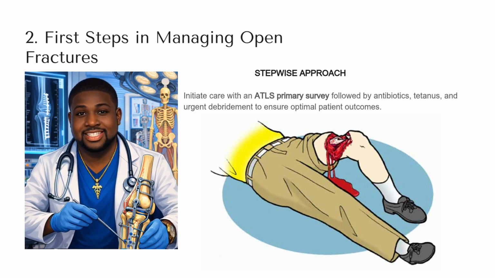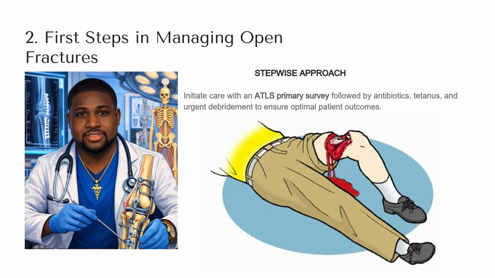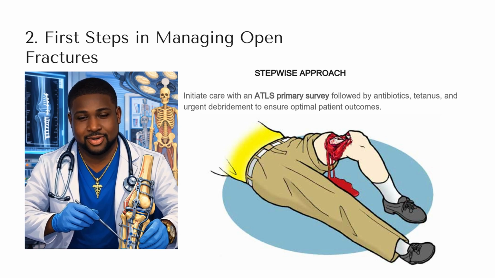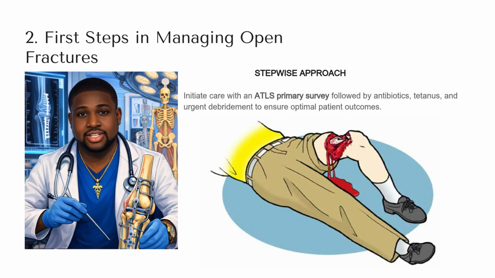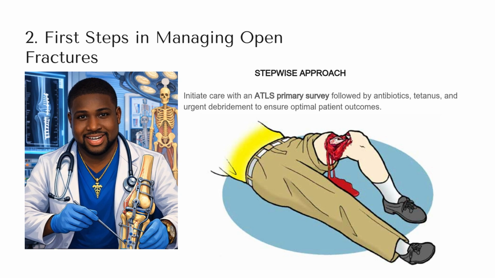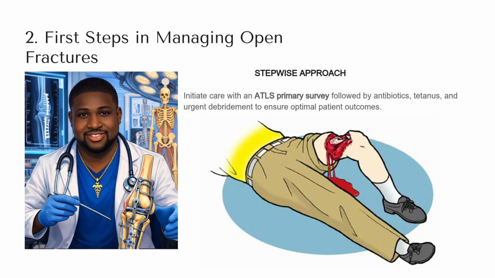It is important in these patients that we monitor for complications. Watch closely for infections such as osteomyelitis, compartment syndrome, non-union or malunion, and neurovascular compromise. Key principles to remember: early antibiotics save limbs. Do not delay surgery unnecessarily. Repeated neurovascular checks are essential and treat the patient and not just the fracture.